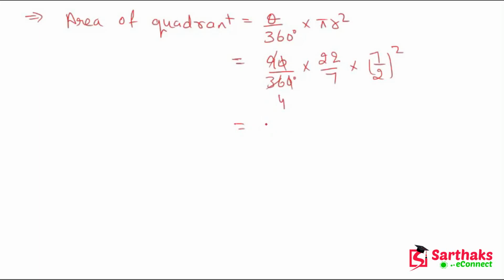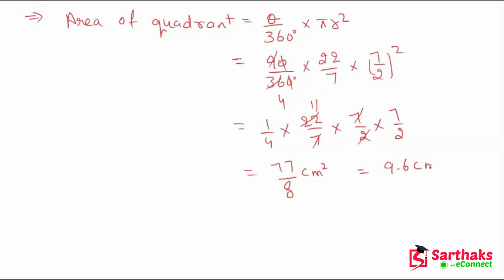So now we have 1 upon 4 into 22 upon 7 into 7 upon 2 into 7 upon 2. We can write it as also. So now this 7 and this 7 will be cancelled. So from 2 this will be cancelled 11 times. So we get 77 upon 8 centimeter square, and if we solve it further we get 9.6 centimeter square.